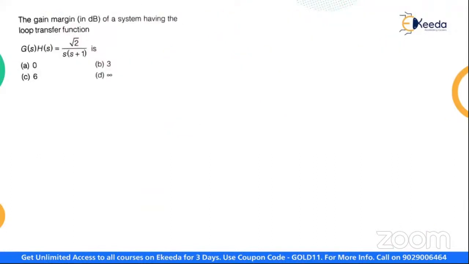Let us see question 2. The gain margin in dB of a system having the loop transfer function G of s H of s equal to root 2 upon s into s plus 1 is the thing. Okay, now what are you supposed to do? You're supposed to find the gain margin, correct? Now, there is one property we need to understand. What is that property? See here.